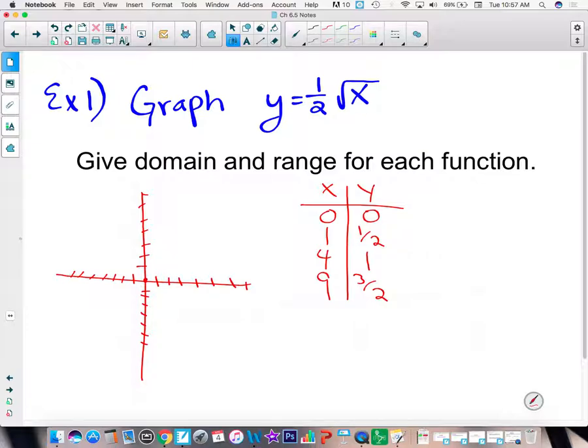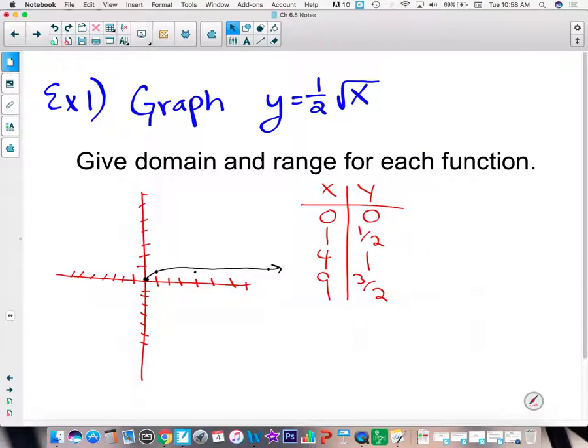So I'll use a different color marker: 0, 0; 1, 1/2; 4, 1; and 9, 3/2. It's kind of like the one that we just drew, but a lot more flat. You can use Desmos to check these on your homework. You won't be able to use Desmos on the test, though. I think there's one of these on the test, where you have to graph it and state domain and range.